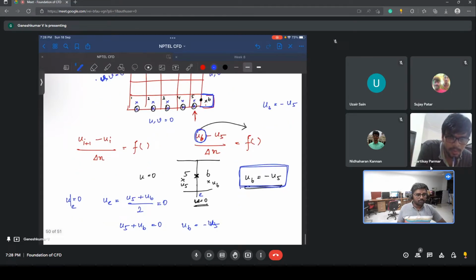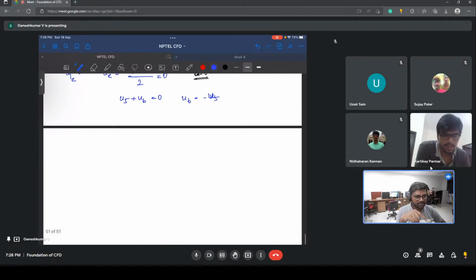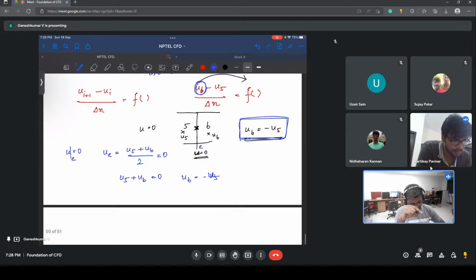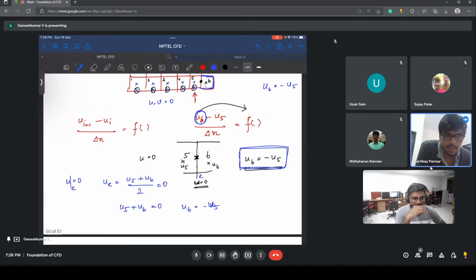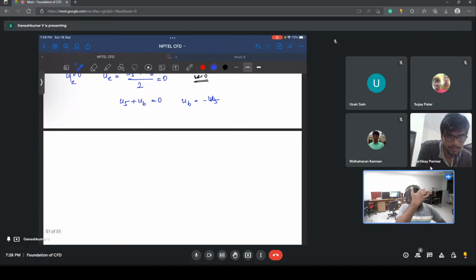If you don't use a ghost cell, how will you implement the boundary condition? Do you have further questions on the ghost cell? I will show you one more thing. You understood the concept, right? Why do we implement this? Now it will be more clear.